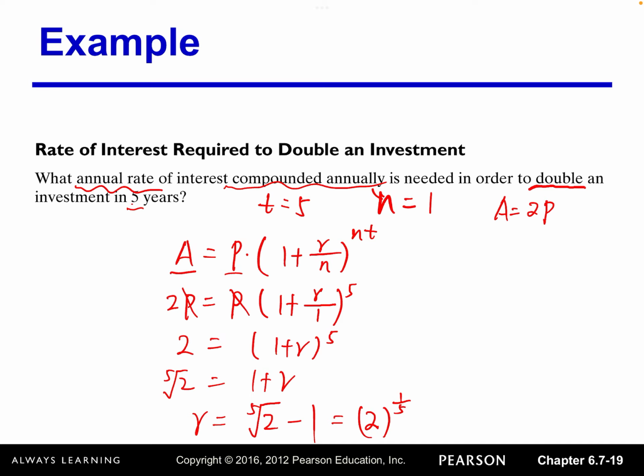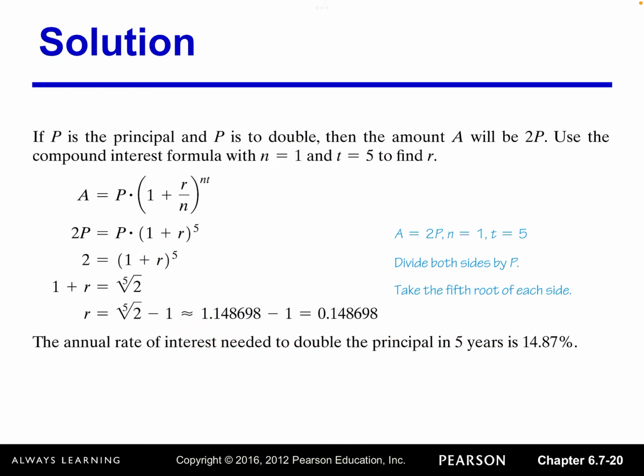So in the calculator, you need to put a 2 and then the caret key, which means exponents, and then 1 divided by 5, and then press enter, and then minus 1. And then you will get the answer, about 0.148698. All right, that's how to do this example. And then you can look at the solution set. It's the same.